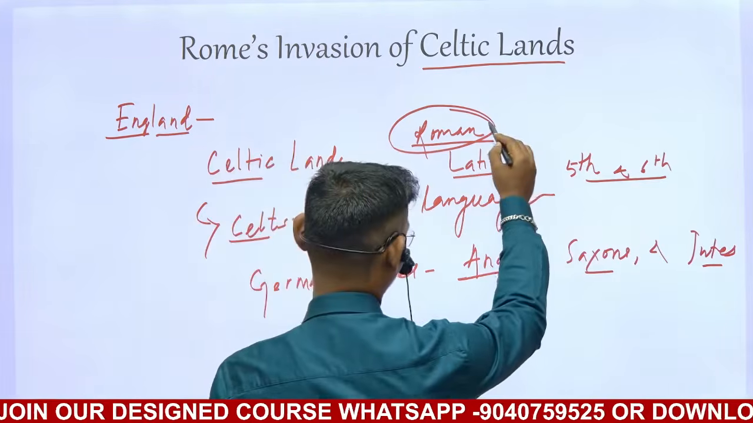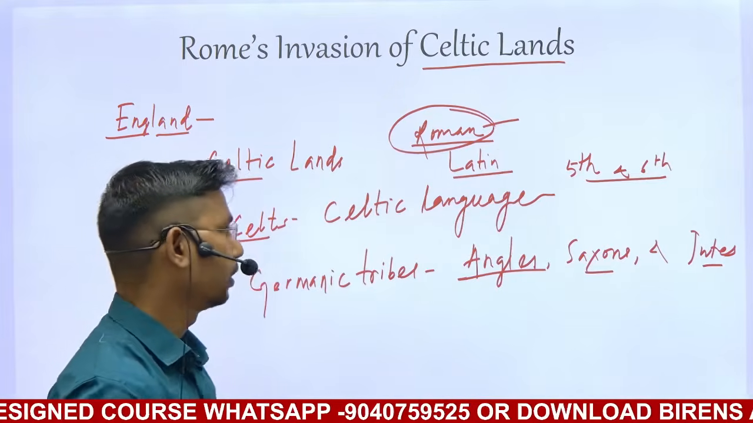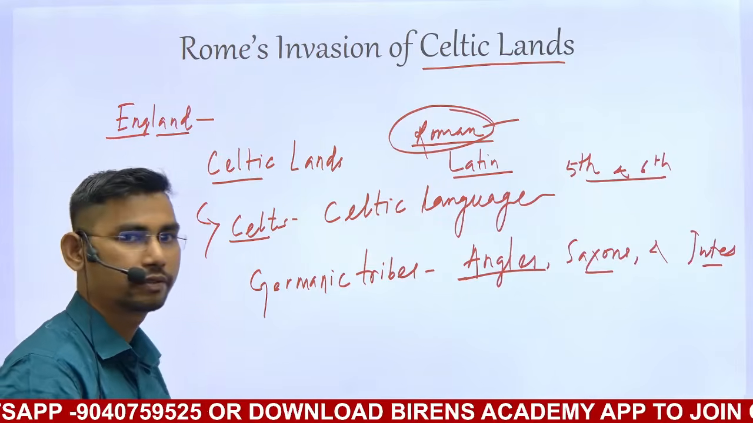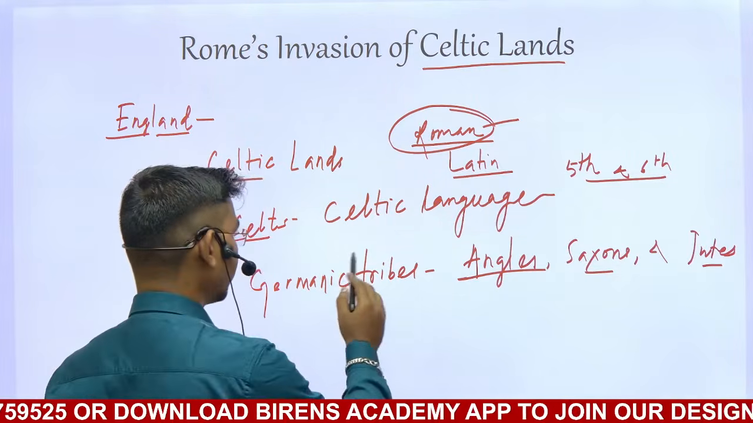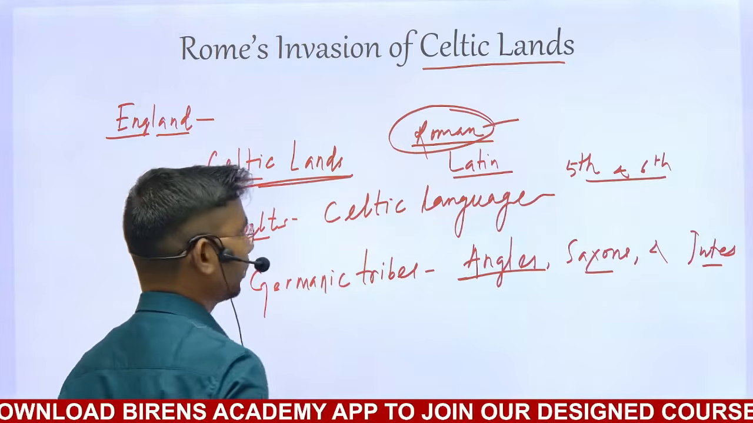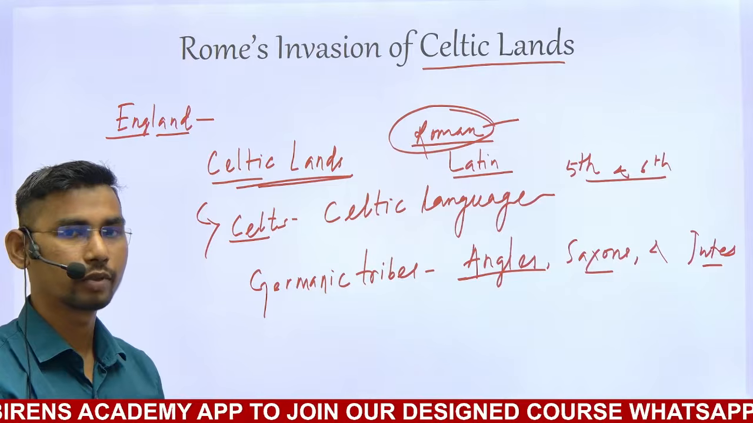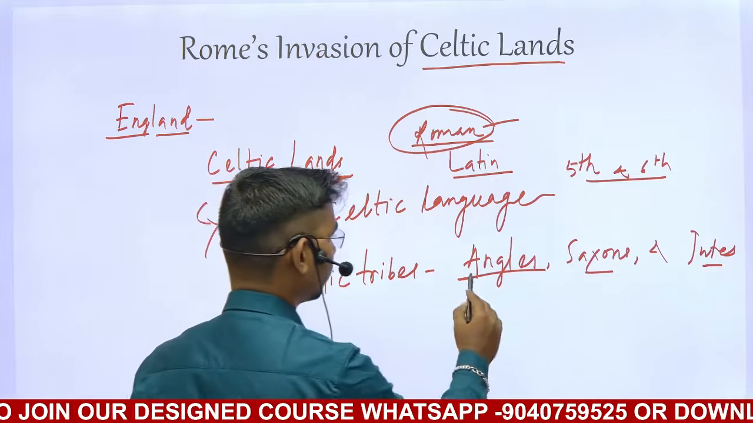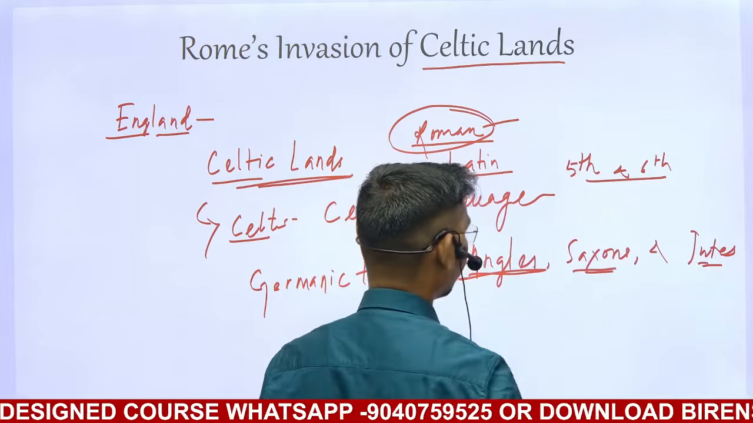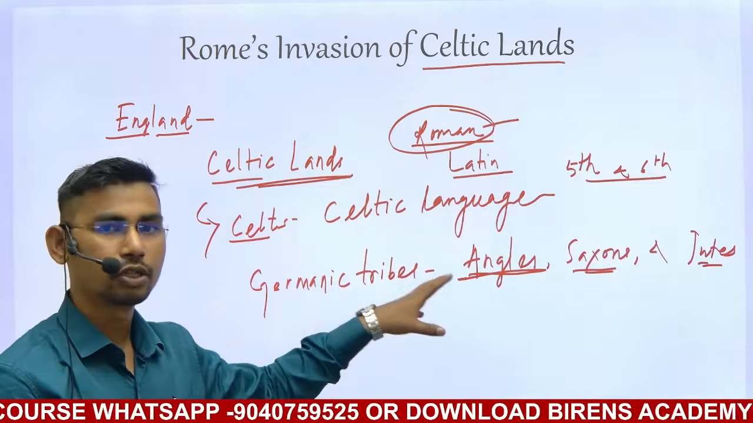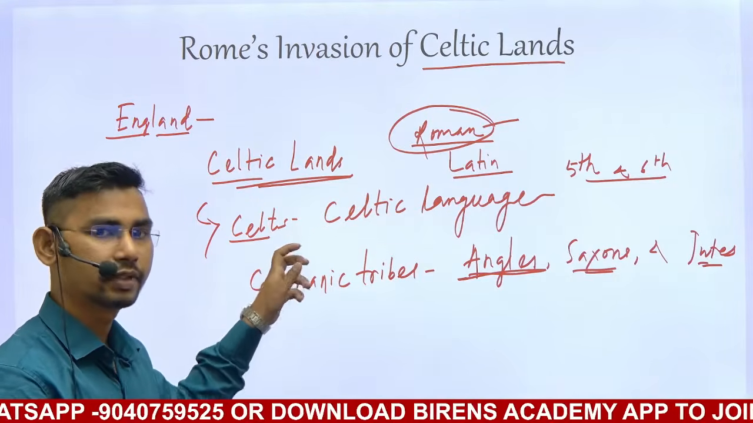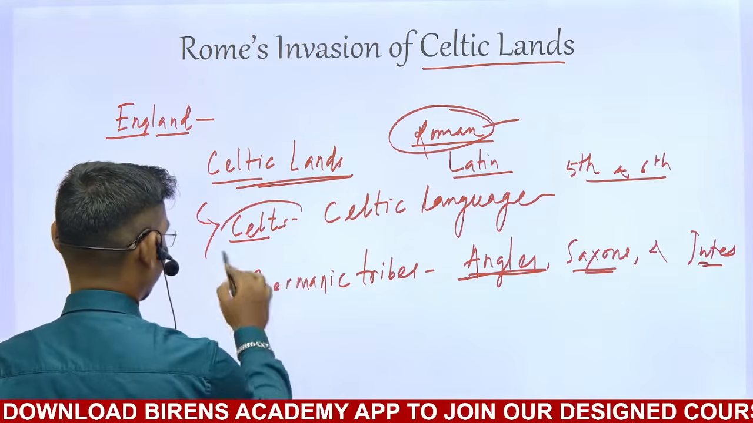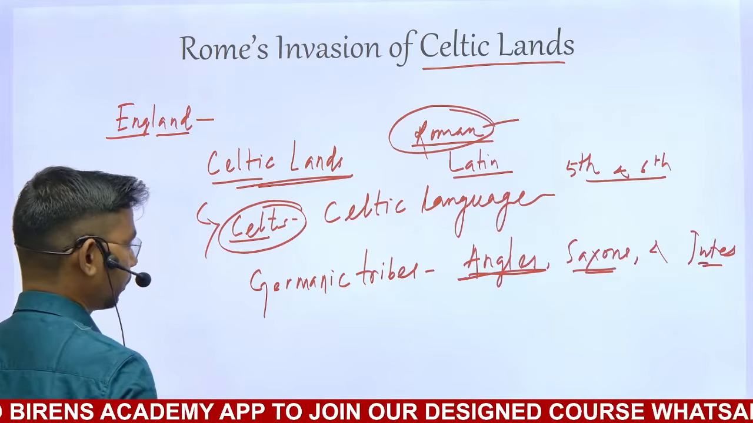Rome was itself invaded. So whatever army Rome had in the Celtic land, it withdrew to save its own territories. At that time the Celtic land was free from any kind of invasion. Only the local people used to live there. Taking advantage of this, these three Germanic tribes, Angles, Saxons, and Jutes, planned to invade the Celtic land. They came and invaded the land, settled their colonies, and those real inhabitants were pushed away towards westwards.